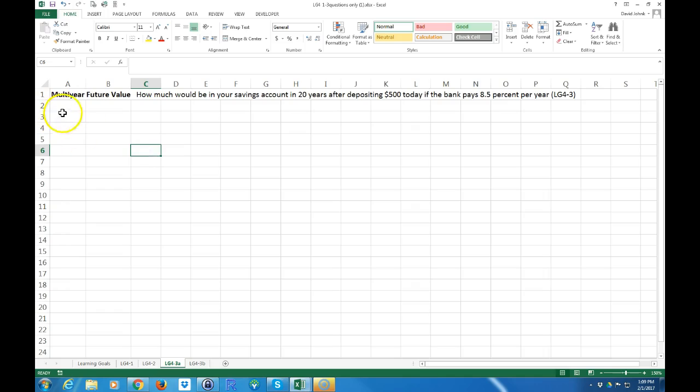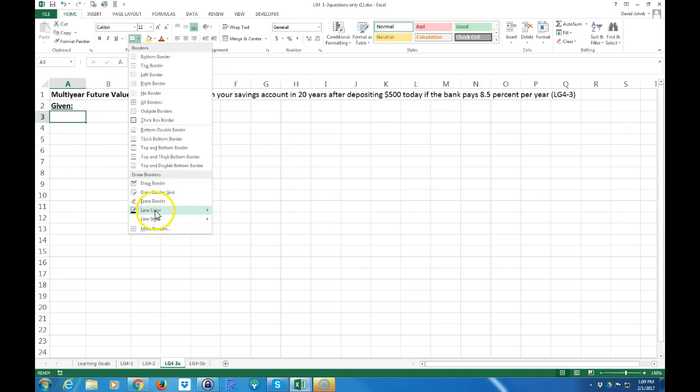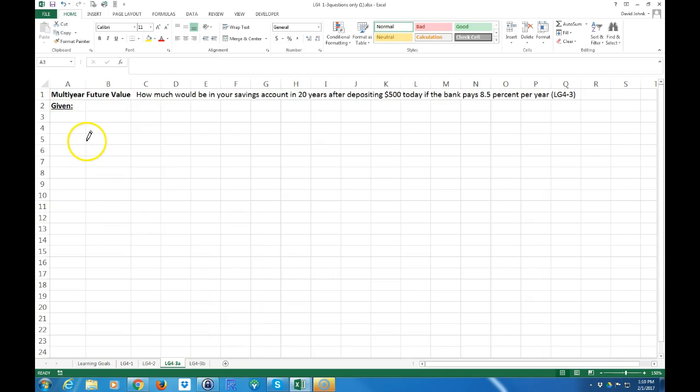Okay, so we're given. Go ahead and start with given again. It says, how much would be in your savings account 20 years after depositing $500 today if the bank pays 8.5% per year. So again, we could do a timeline. I'm going to click on here and go to line style, and we'll leave that one. So we're going to deposit $500.